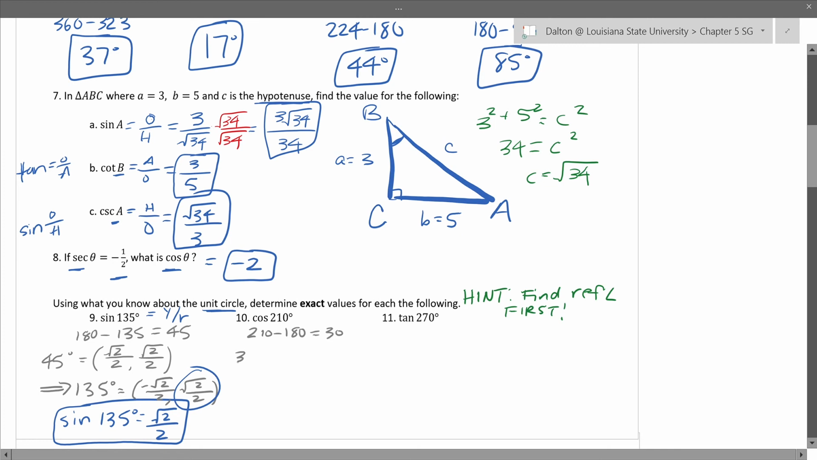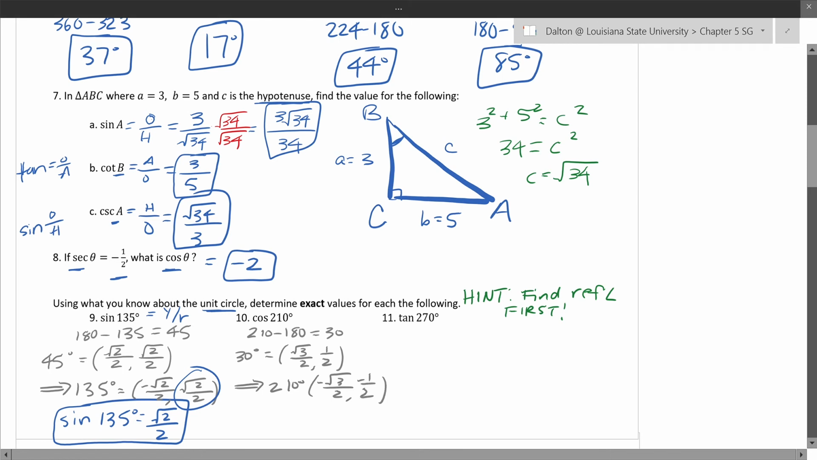So we know, or hopefully we know, that 30 degrees has the coordinates square root of 3 over 2, 1/2. So that implies that our 210-degree angle is going to have the same coordinates, except since it's in the third quadrant, both of these coordinates are going to be negative. So negative square root of 3 over 2, negative 1/2.